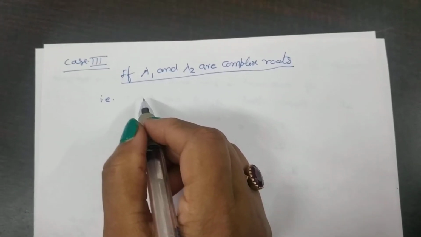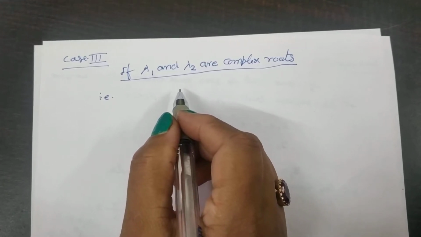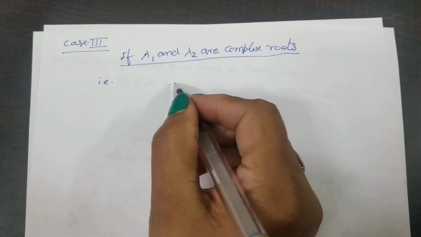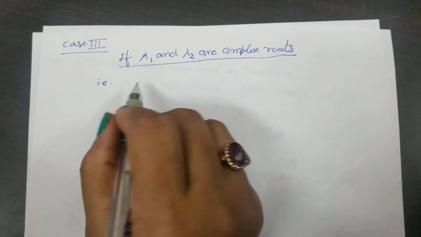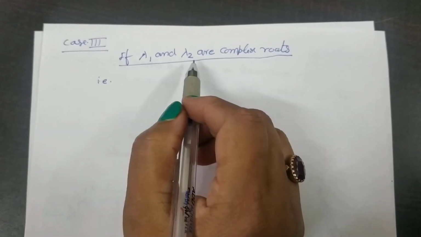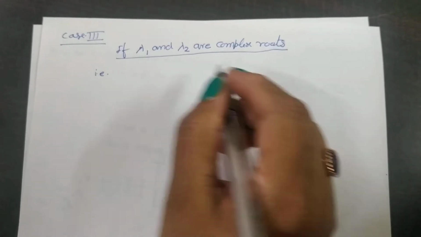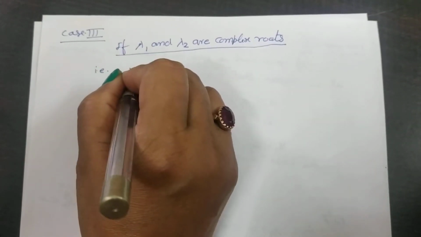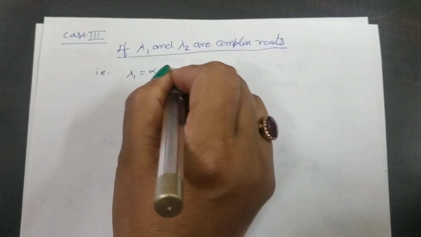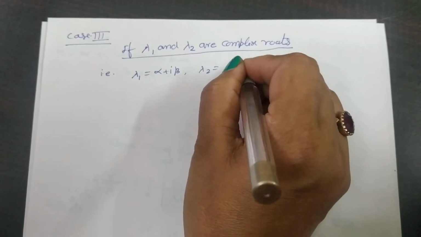Yes, students, in lecture 1 and lecture 2 for stability of critical points, I have defined two cases, case 1 and case 2. Now I start case 3. If lambda 1 and lambda 2 are complex roots, that is, lambda 1 is equal to alpha plus i beta, and again lambda 2 can be written as alpha minus i beta.